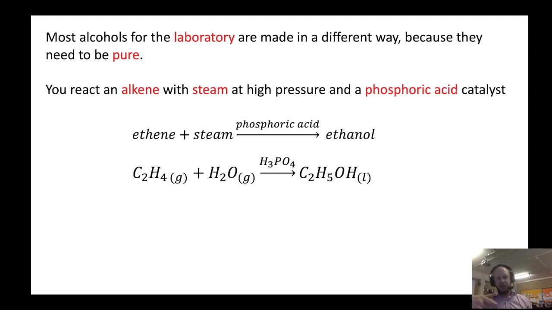This is an addition reaction, and the water adds to the C=C double bond in ethene. So an H will add to one side, and the OH will add to the other one, using the phosphoric acid as a catalyst for the reaction.